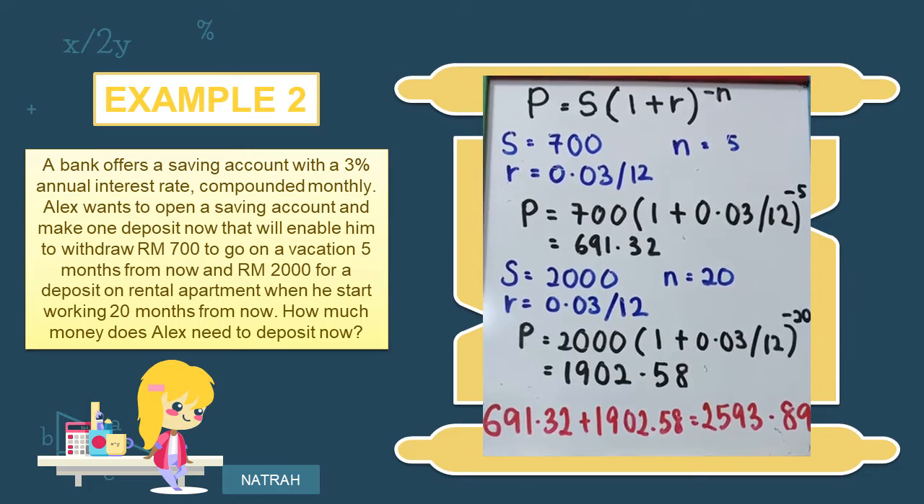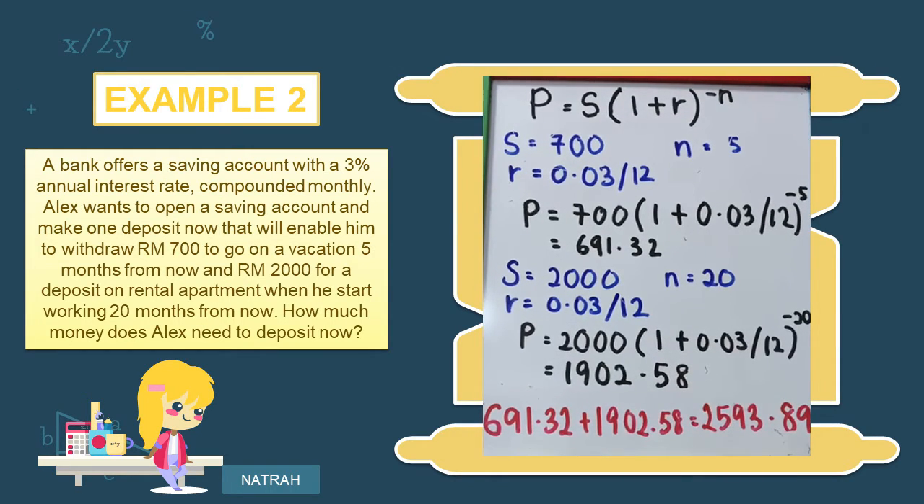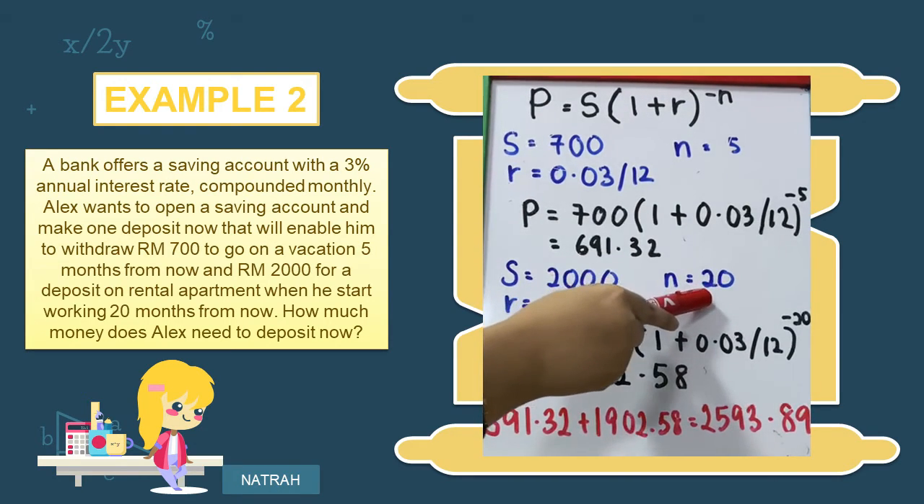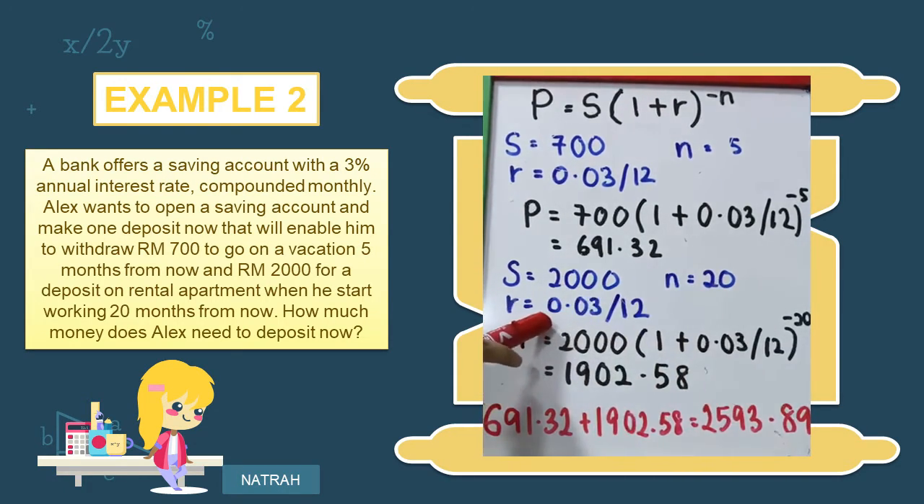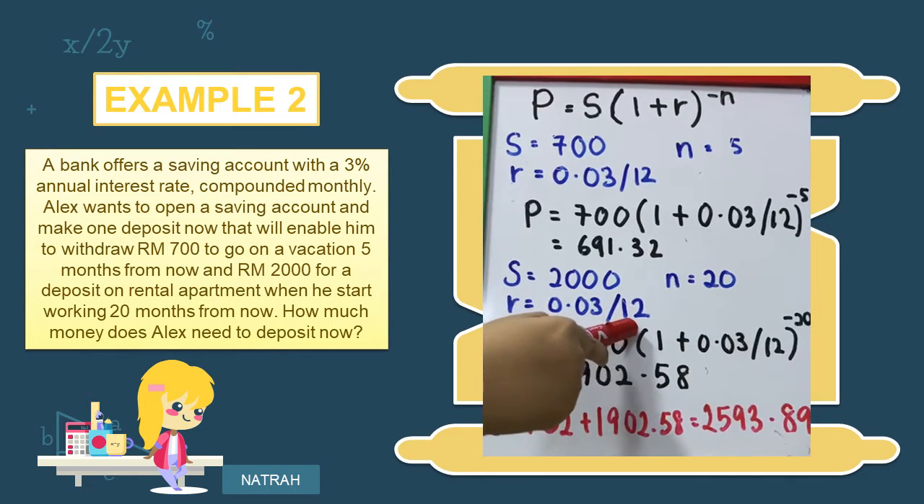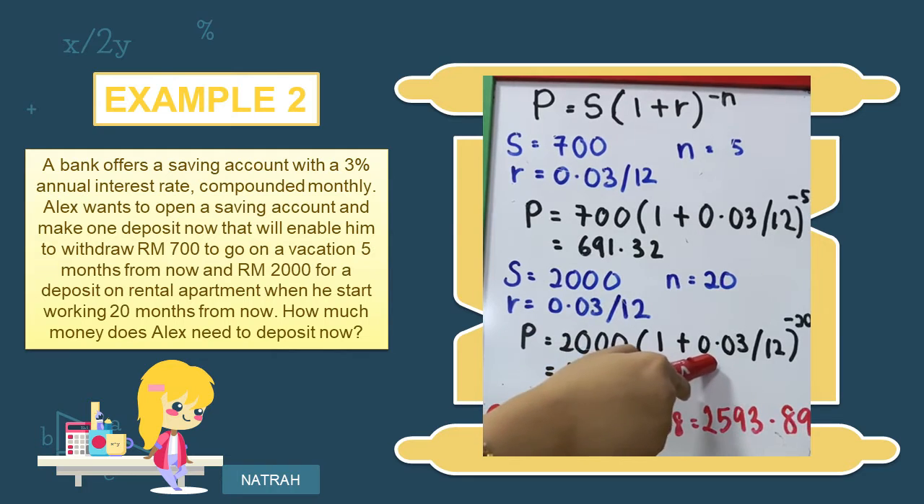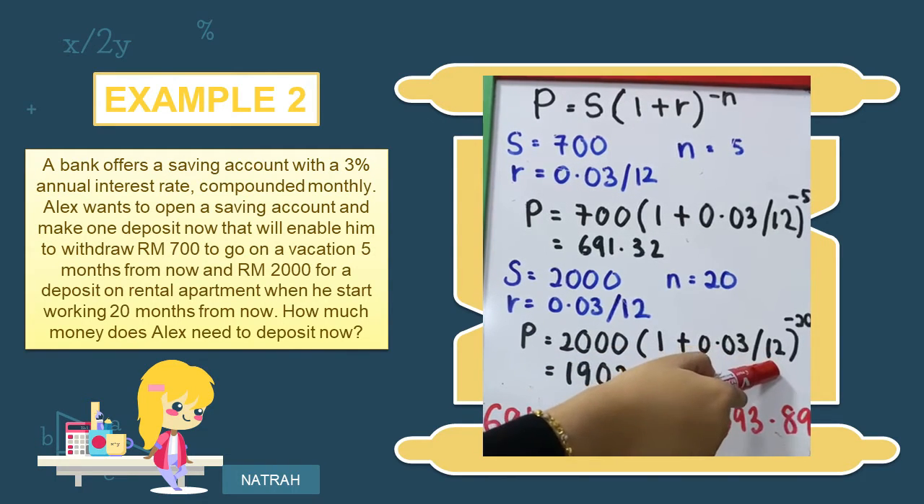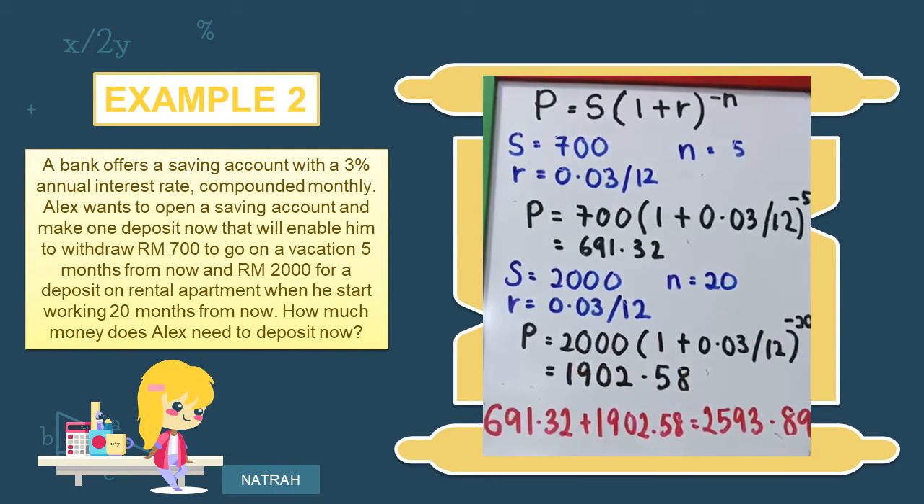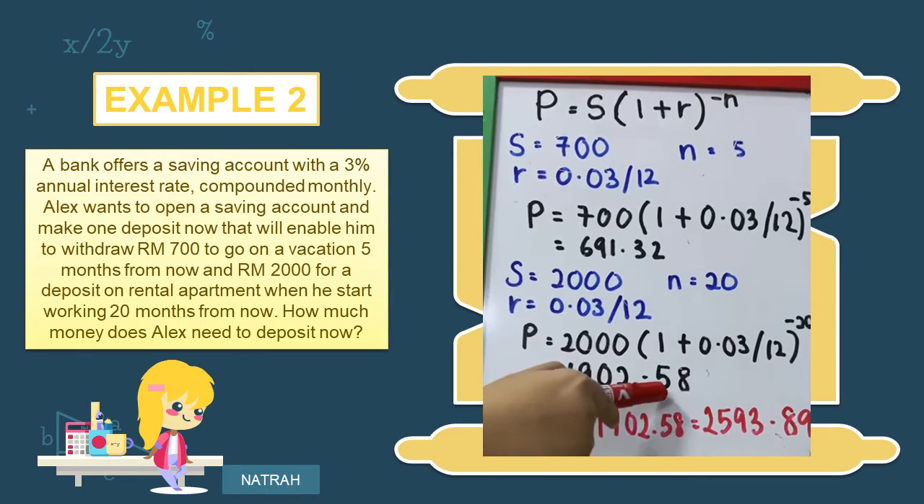Next, we calculate the present value for the deposit on the rental apartment. The future value here is 2,000. The number of periods here is 20 months and the interest rate is the same, 0.03 divided by 12. So the present value here, 2,000 times 1 plus 0.03 divided by 12 to the power of negative 20, we get 1,902 ringgit and 58 cents.